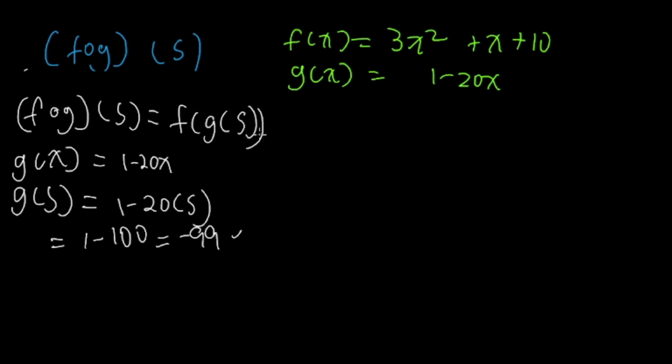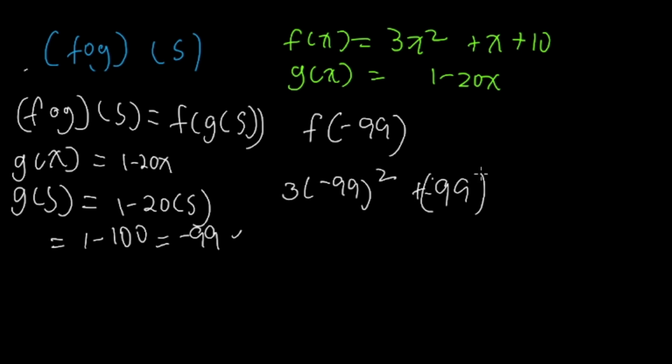Now, since g of 5 is equivalent to negative 99, that becomes f of negative 99. So we are plugging in negative 99 for x. That's 3 times negative 99 squared, plus negative 99, plus 10. So we need 99 times 99.